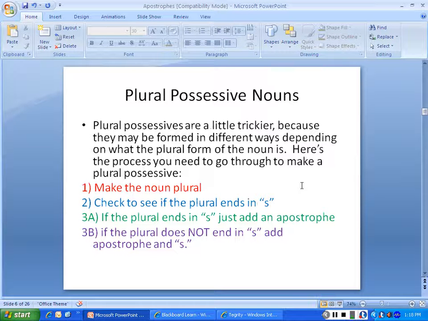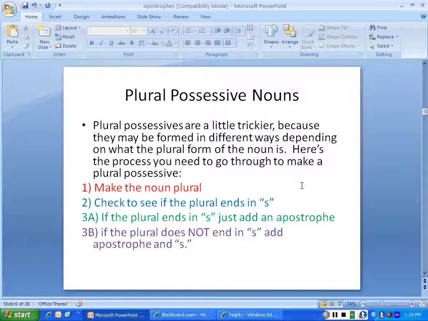Plural possessive nouns are a little bit trickier because there's more than one step to follow to show possession. You first have to check to make sure that you have the word in the plural form and that it needs to be possessive. That would mean that something belongs to more than one thing at a time. In other words, if two sisters share a bicycle. The first thing you need to do to make a plural possessive is make the noun plural. Don't skip this step or you'll make a mistake.